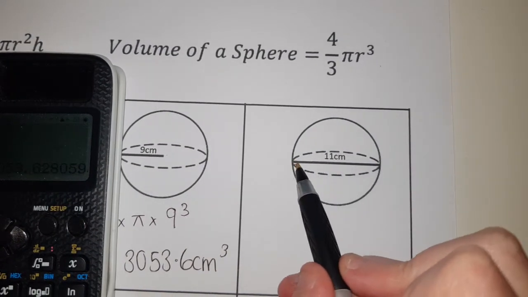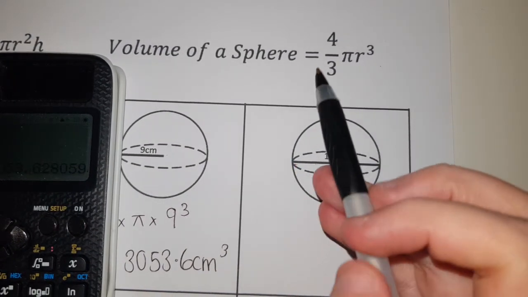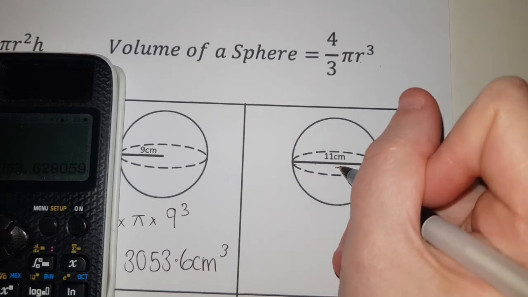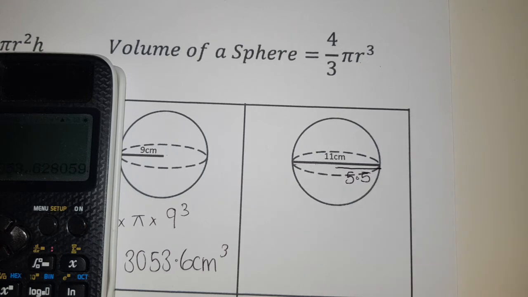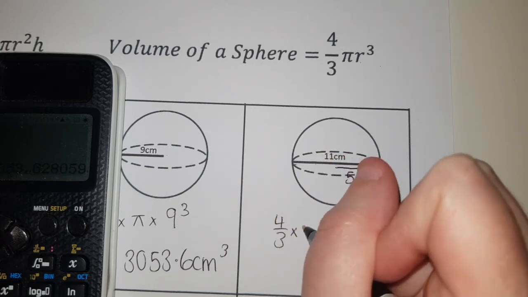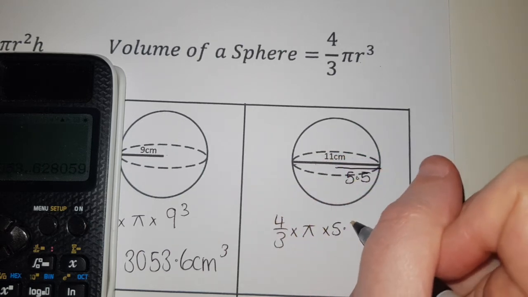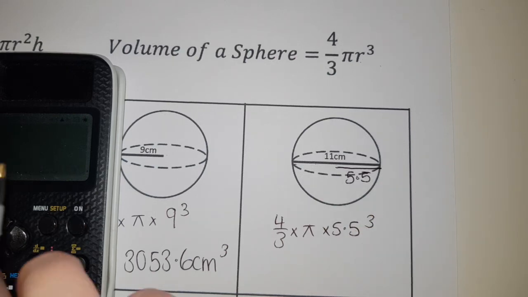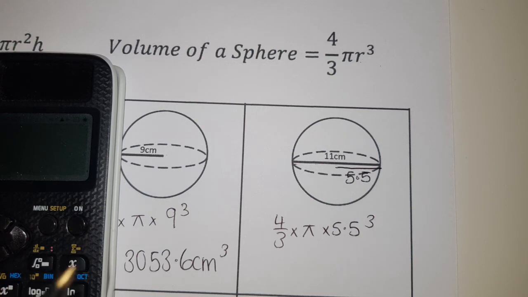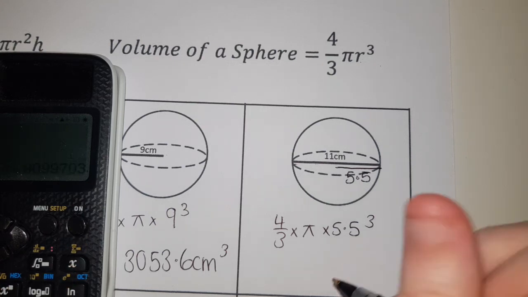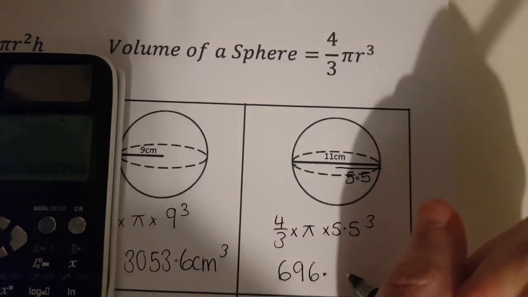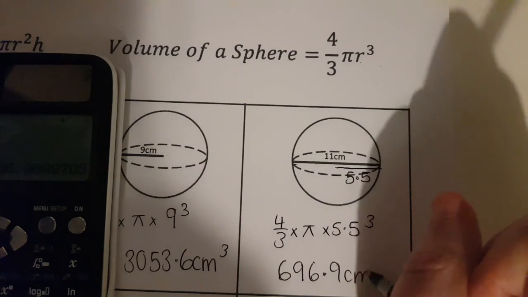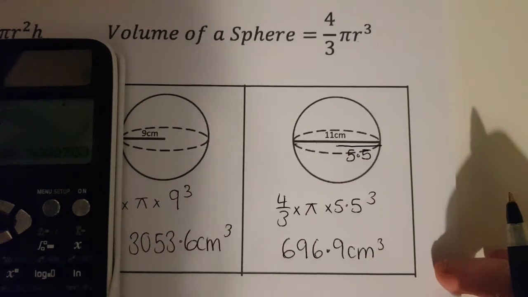Now remember, if you're given the measurement all the way across, that's our diameter. I need radius. Radius is only halfway. So half of 11 gives me a radius of 5.5. So I'm going to do 4/3 times pi times 5.5 cubed. That gives me 696.9, sorry, battery's dying there, centimetres cubed. And that's it, guys. That's volume of a sphere.